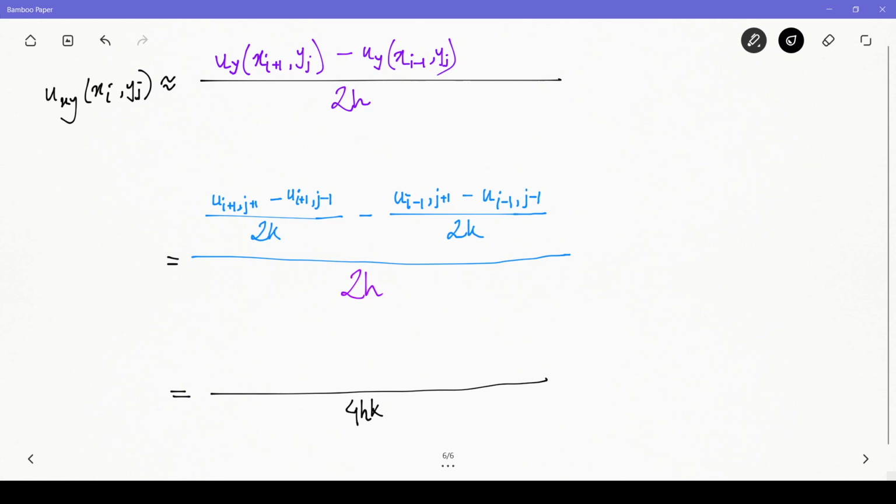And at the numerator, what do we have? If we expand it, we get u sub i plus 1, j plus 1, minus this term, minus u sub i plus 1, j minus 1, minus this term over here, u sub i minus 1, j plus 1, and this minus will become plus, right? So we end up with u sub i minus 1, j minus 1.